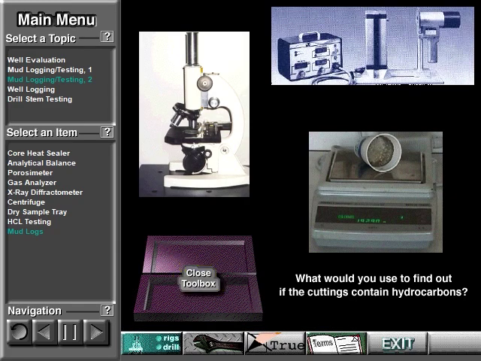What would you use to find out if cuttings contain hydrocarbons? Sorry, that's incorrect. That's right.